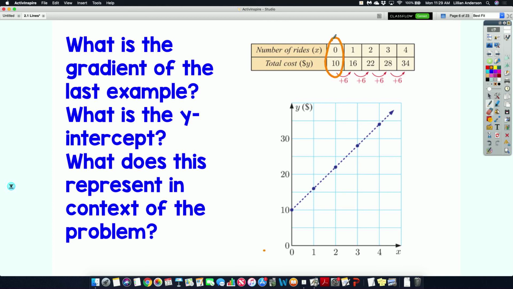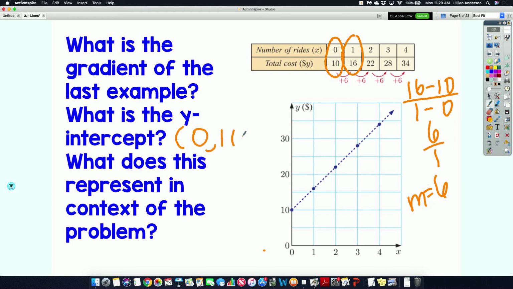You could have taken 2 sets of points on the table and did the slope formula, 16 minus 10 all over 1 minus 0. So then that's going to be 6 over 1, which is nothing but 6. Okay? Or you can look and see, okay, how are they changing? How are they increasing? It almost kind of models an arithmetic sequence a little bit. What about the y-intercept? 10. Now you want to be careful because the y-intercept is a point. (0, 10). So then (0, 10) is your y-intercept.